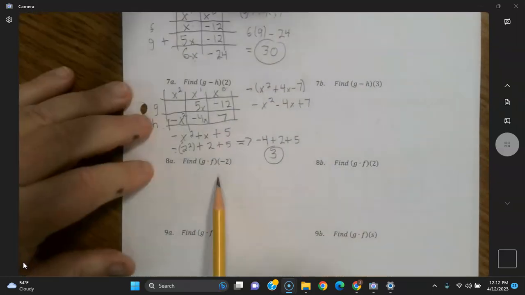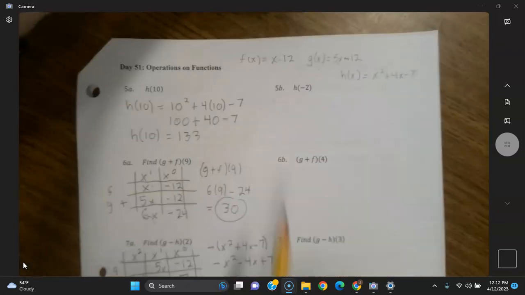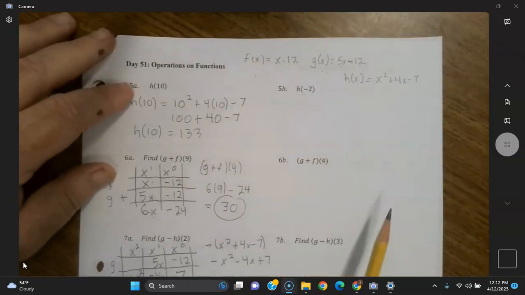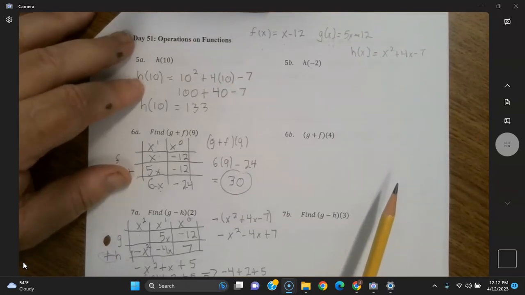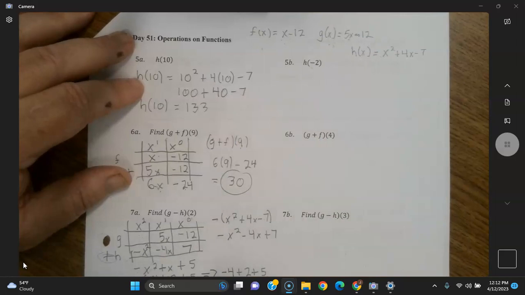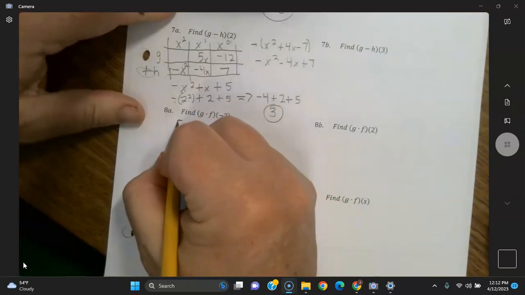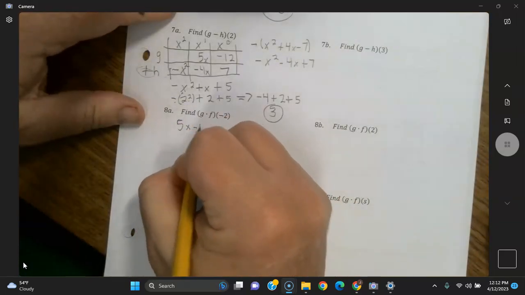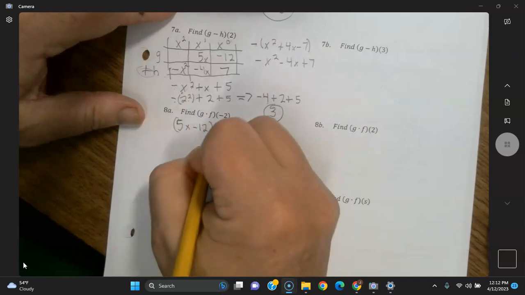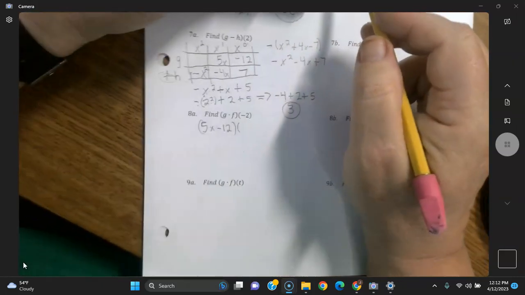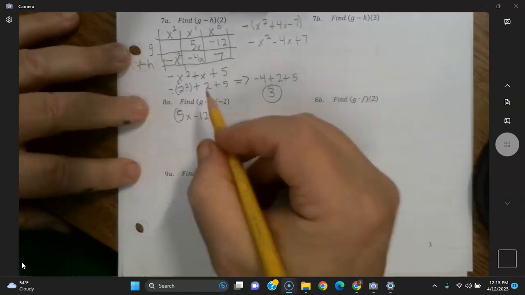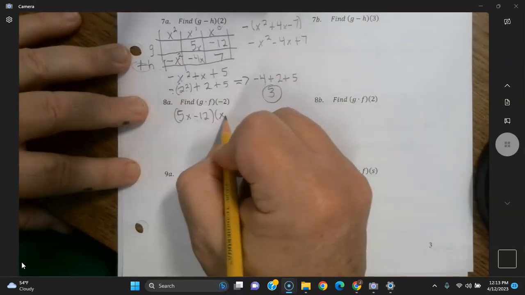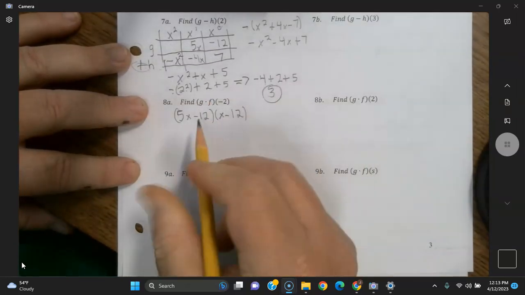So now it's g times f. So that's these two. So that's like foiling, right? So g times f, it doesn't matter when you multiply which one goes in front. So it says g, so we'll put g first. That's 5x minus 12 times, and f is x minus 12. And now you FOIL it.